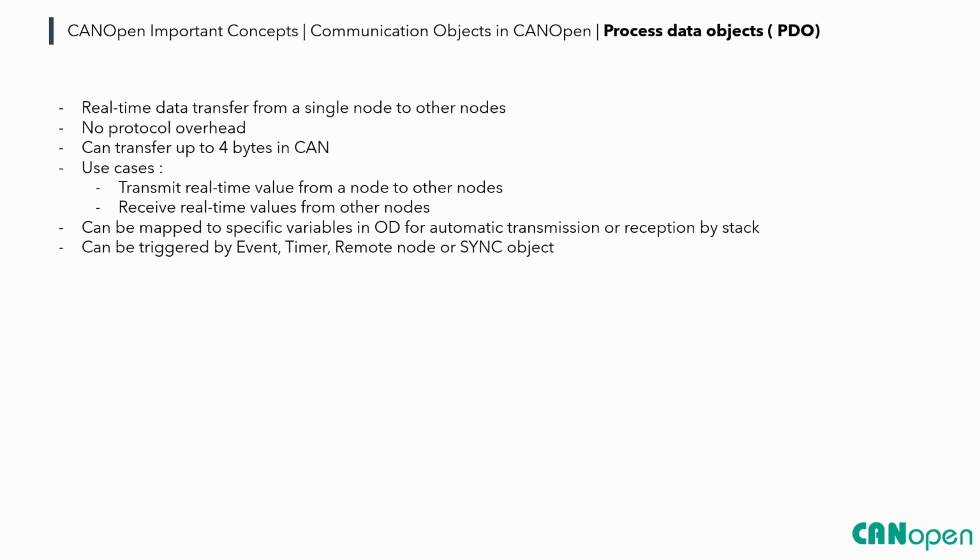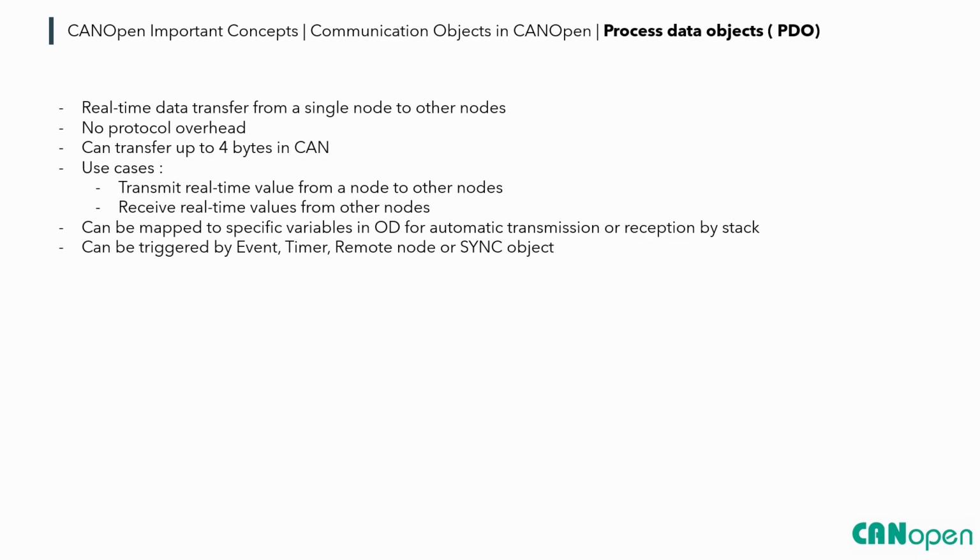In simple terms, one node generates a PDO and transfers it to the CAN bus, and any node on the CAN bus can subscribe to that PDO, receive it, and map it to one of their variables in the object dictionary. So that's the idea of PDO. PDOs are usually real-time data transfers compared to SDOs. They usually don't have protocol overhead, so they're just a simple packet consisting of 4 bytes, and they transmit in one go, and that's it.